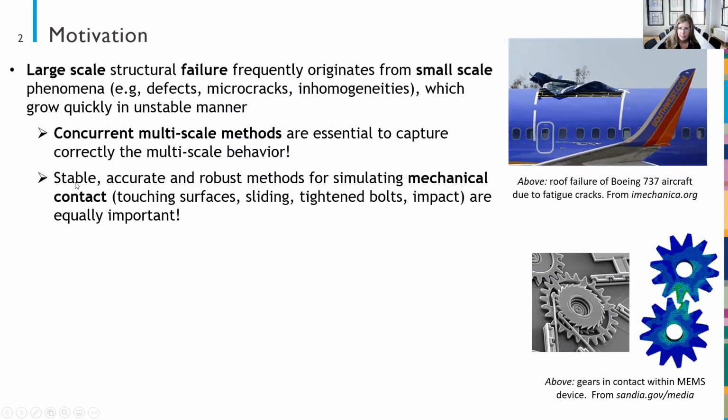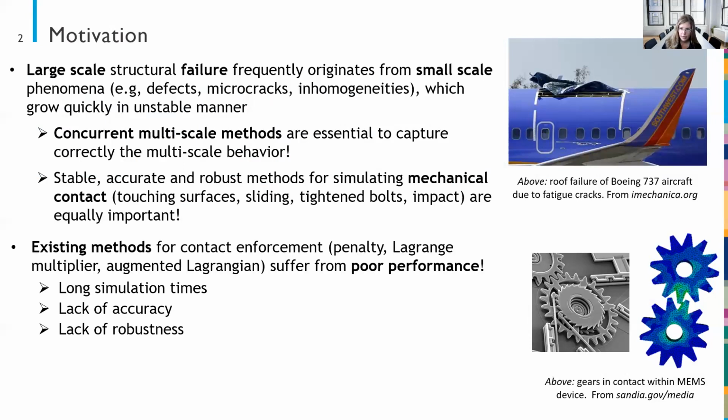And additionally, we need stable, accurate, and robust methods for simulating mechanical contact, which inevitably initiates in these kinds of scenarios. Examples of contact would be touching surfaces, sliding, tightened bolts, impact, and so on. While methods for simulating the bulk behavior in these mechanical simulations are fairly well established, existing methods for contact enforcement, such as the penalty, the Lagrange multiplier, and the augmented Lagrangian methods, often suffer from poor performance in the form of long simulation times, loss of accuracy, lack of robustness, and so on.